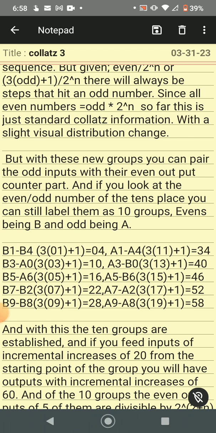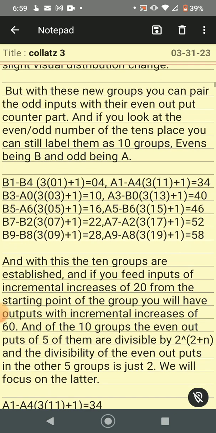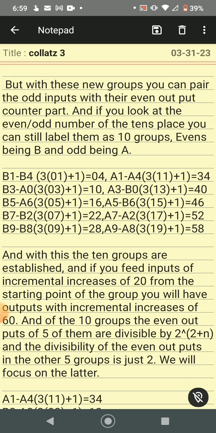But with these new groups, you compare the odd inputs with their even output counterpart. And if you look at the even or odd number of the tens place, you can still label them as 10 groups, evens being B and odds being A. So we have odd 01 times 3 plus 1 equals 4, so that's labeled B1, B4. We have odd 11 times 3 plus 1 equals 34, so that's A1, A4.